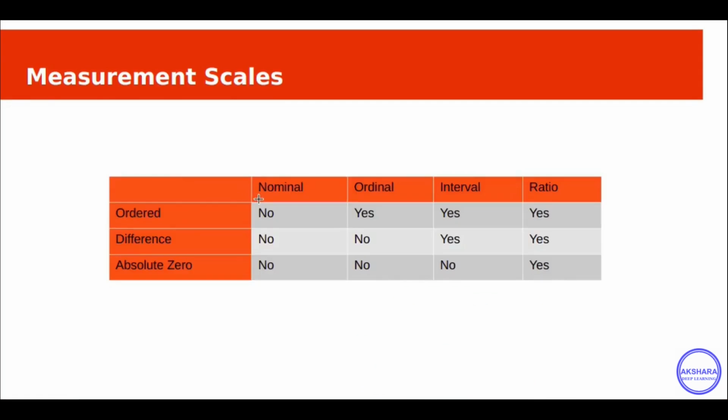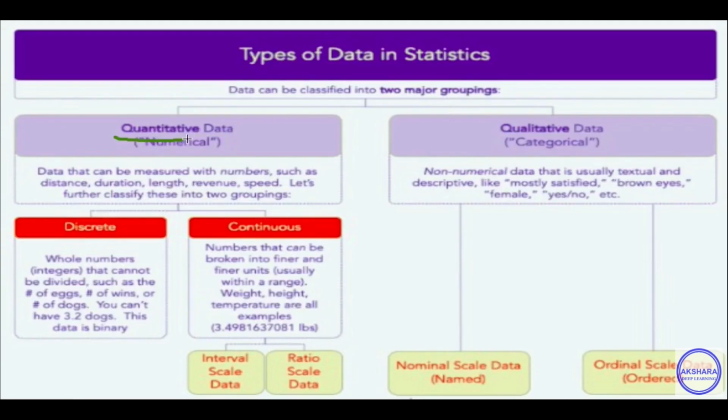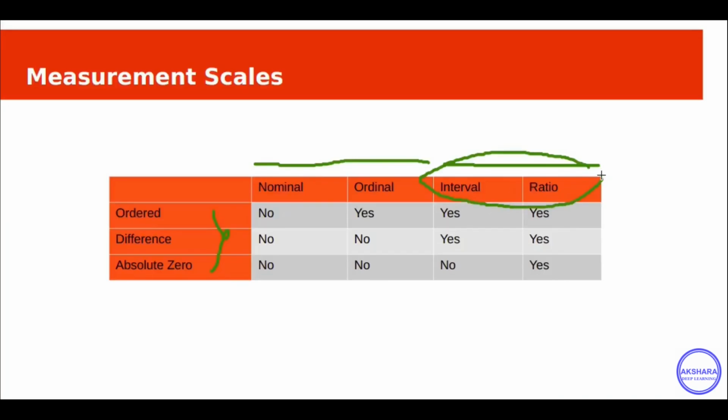To identify which scale the data belongs to, we need to see these 3 things. First, we need to observe whether the data is quantitative or qualitative. If it is quantitative, means it is numerical data, then these 2 will exist. Interval and ratio will be there for numerical data. And for qualitative data, we have these 2 scales. First, we need to identify quantitative or qualitative data. If it is qualitative data, then observe whether there is any ordering. If order is there, then it is ordinal scale data. If there is no order, you can say it is nominal data.